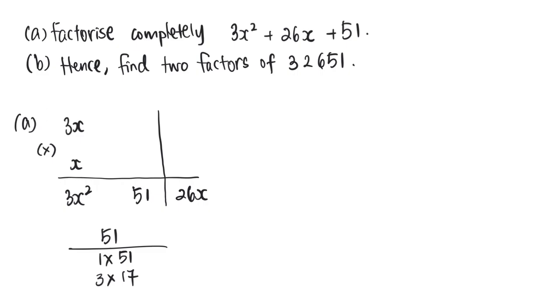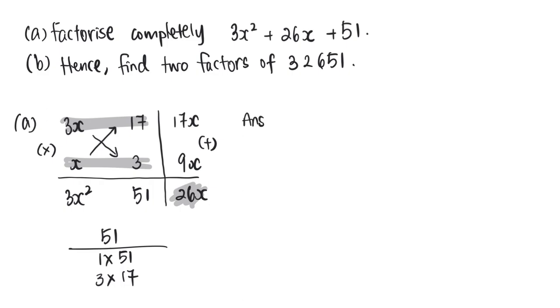And looking at 26, then I know that I could select this pair because 3x times 3 will give me 9x here. x times 17 is 17x, and 17x plus 9x does give me back my 26x. So for part A, the answer would then be 3x plus 17, x plus 3.